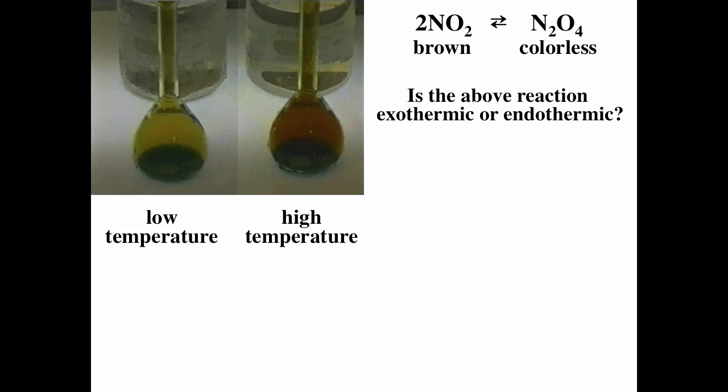And so at low temperature, it's closer to the colorless, and so that means the products are more stable. At high temperature, we have the brown gas, and so that means the NO2 is more stable. So again, at high temperature, the reactants are more stable in this case, and so heat must be a product. Again, Le Chatelier's principle: higher temperature is like adding heat. If heat is a product, that would cause the reaction to produce more reactant. And so this must be an exothermic reaction.